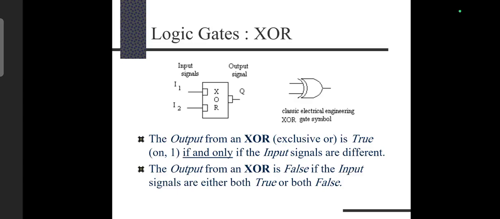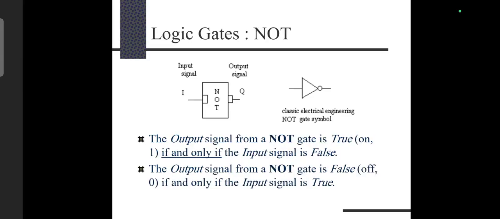Next we will discuss the logic behind this XOR gate. The output from an XOR gate, or exclusive OR gate, is true, meaning ON or logic 1, if and only if the input signals are different. Or else we can say that when the input signals are not equal or not the same, the output is equal to 1. The output from an XOR is false if the input signals are either both true or both false, meaning that when both the input signals are equal, 0 or 1, the output is equal to 0.